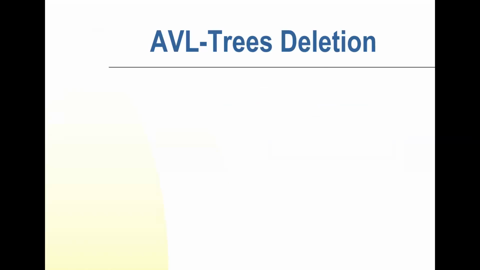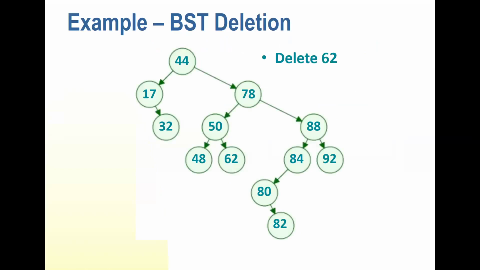Topic is AVL tree deletion. Now, if you see carefully, AVL trees are basically binary search trees. We have to first start in a similar way to deletion in a binary search tree. In the same way, initially we will be performing that deletion from the AVL tree.